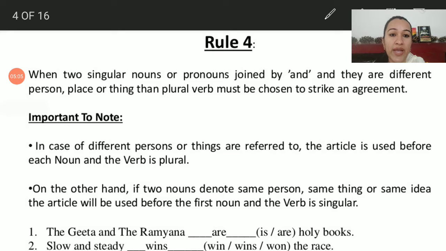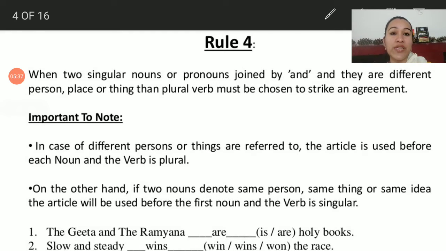There's a rule to the use of and also when you use it for the same idea. Slow and steady is the same idea. So if two nouns denote the same person, same thing or same idea, the article will be used before the first noun and the verb is going to be singular. So slow and steady wins the race. Rajma and rice is my favorite dish. The author and poet is dead. So the same person is author and the poet also.